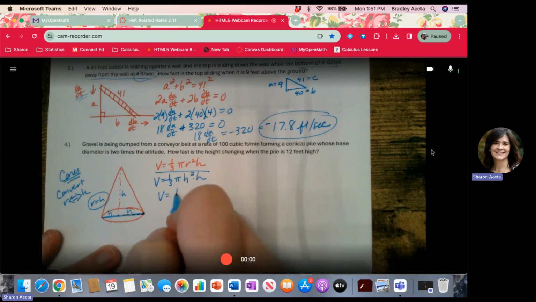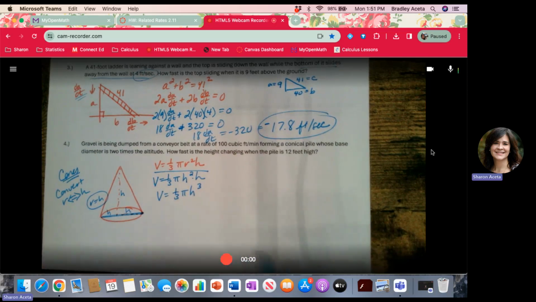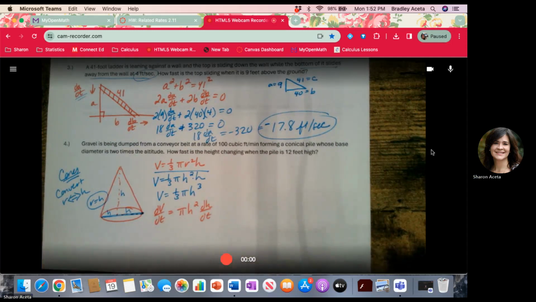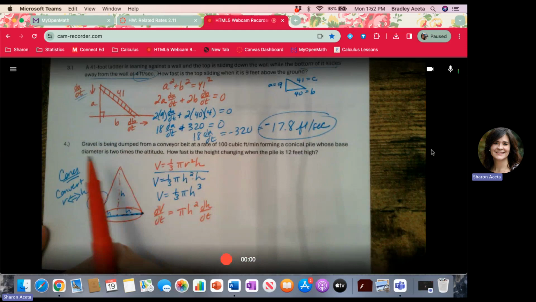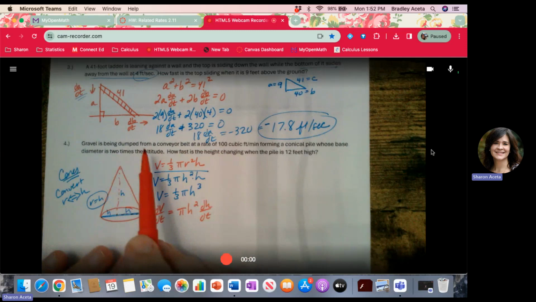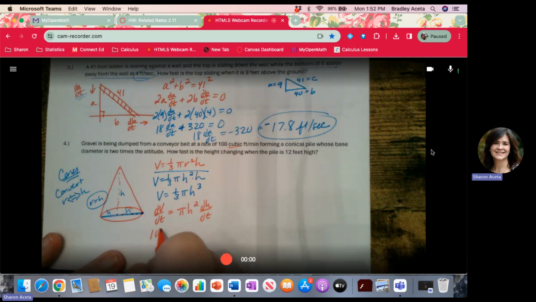So what does that clean up to be? Well, that's 1/3 pi H cubed. Now I can take a derivative of that. So the derivative of volume is dV/dt. 1/3 pi H cubed, 3 times 1/3 is 1, so it would be pi H squared dH/dt. And now I'm going to go back and fill in what I know. The gravel is being dumped at a conveyor belt of 100 cubic feet. That is the rate at which it's being dumped. And again, what gives it away is cubic. So this is 100.